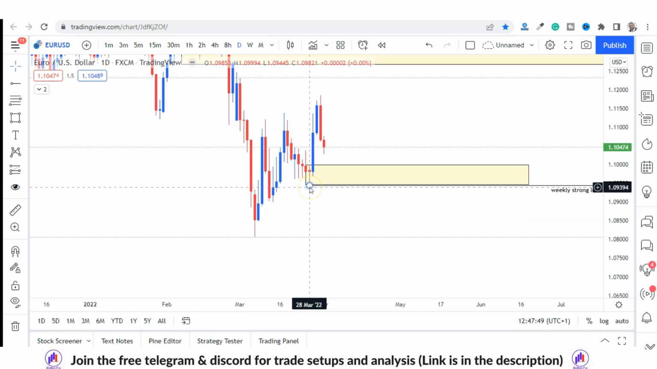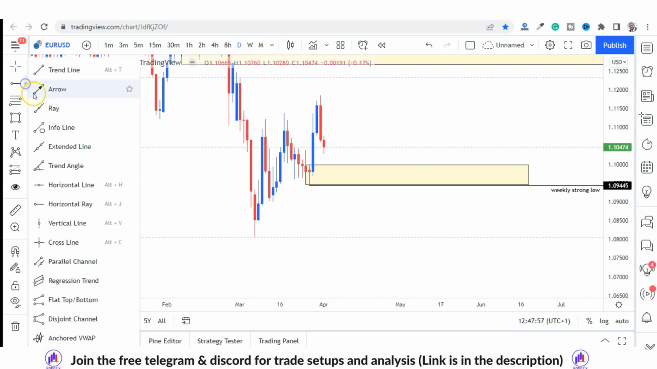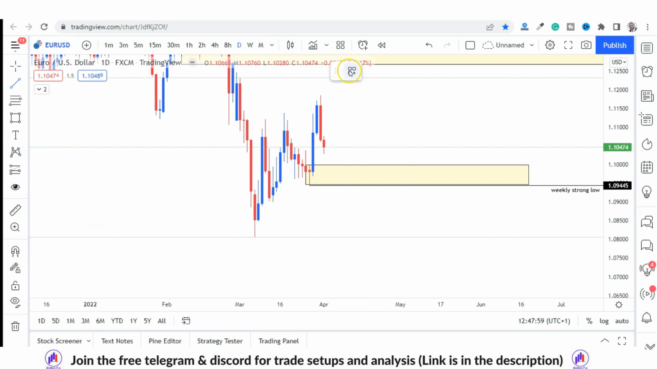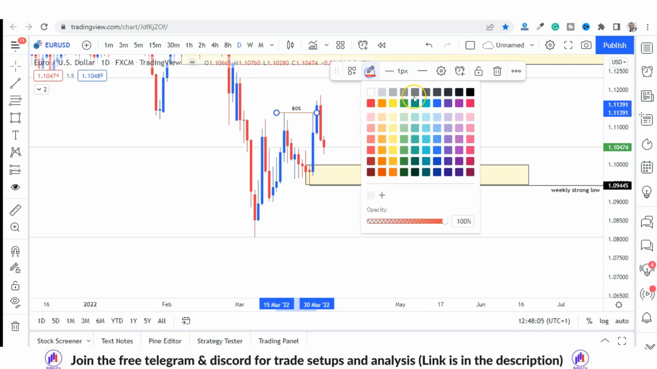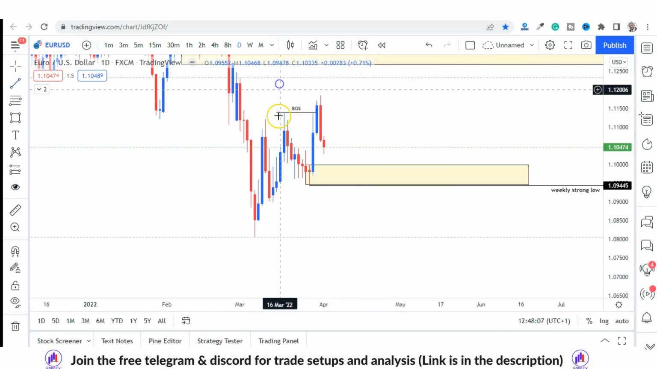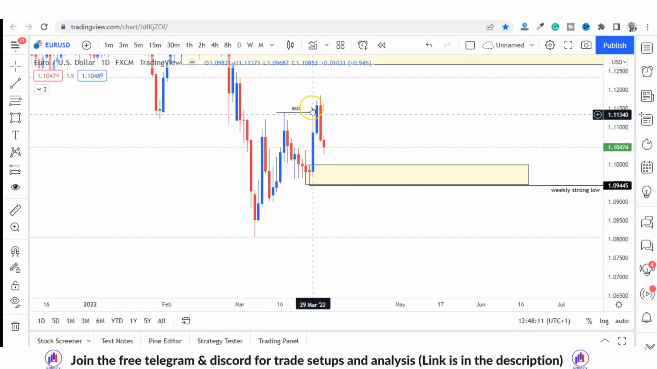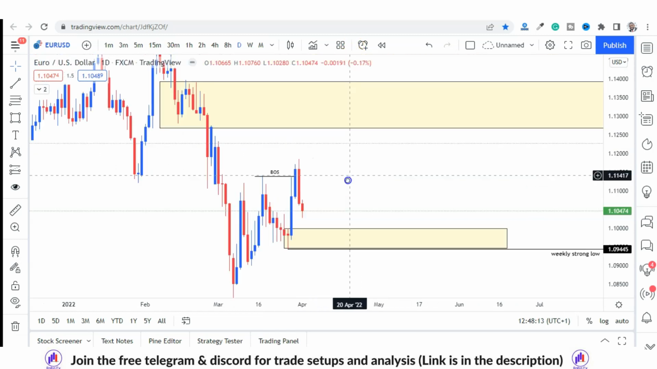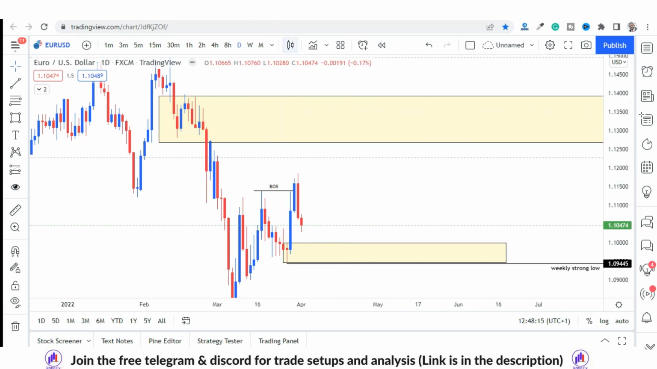And this low, you can see, after taking all this liquidity, this low did what? Broke structure. This low broke structure, bullish BOS there. Let me change this to black. It broke structure, so we're expecting what? A pullback and then a continuation play to target the weekly supply zone.